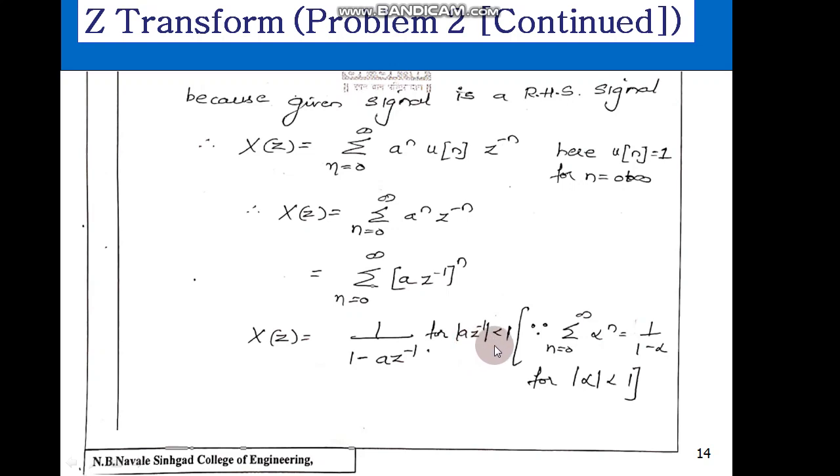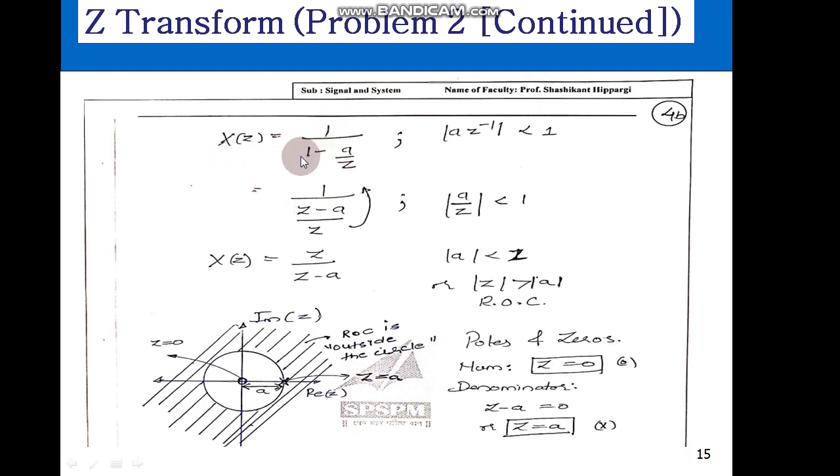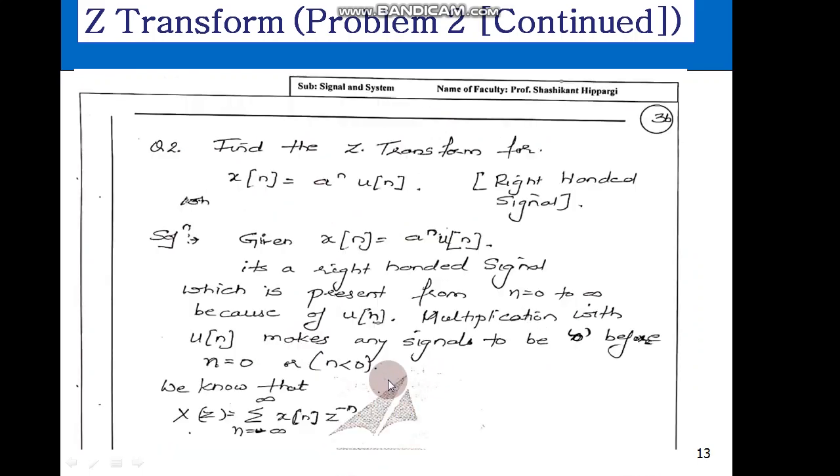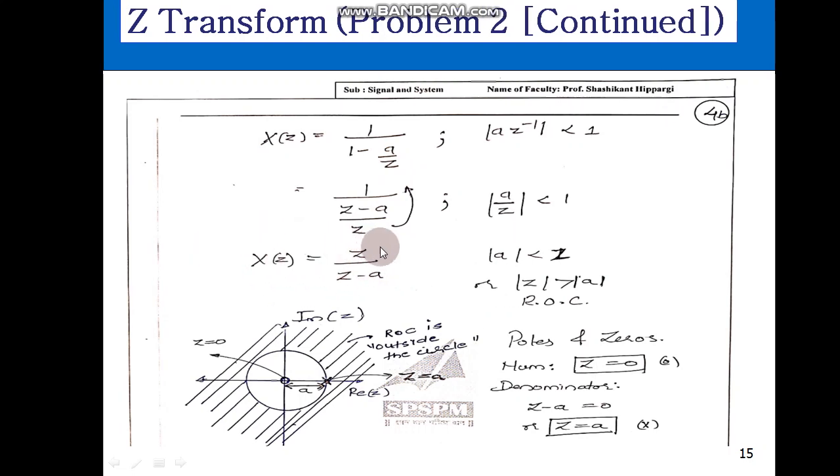So if I try to expand this, X of z is nothing but 1 divided by 1 minus a by z, because this is z raised to minus 1. If I take it at the bottom, this becomes z raised to 1. The condition is that the magnitude of a z inverse must be less than 1. If I take LCM, z into 1 is z, so it becomes 1 divided by (z minus a) divided by z. If I take this z on the top, this becomes z divided by z minus a. Now X of z we have calculated as z divided by z minus a.